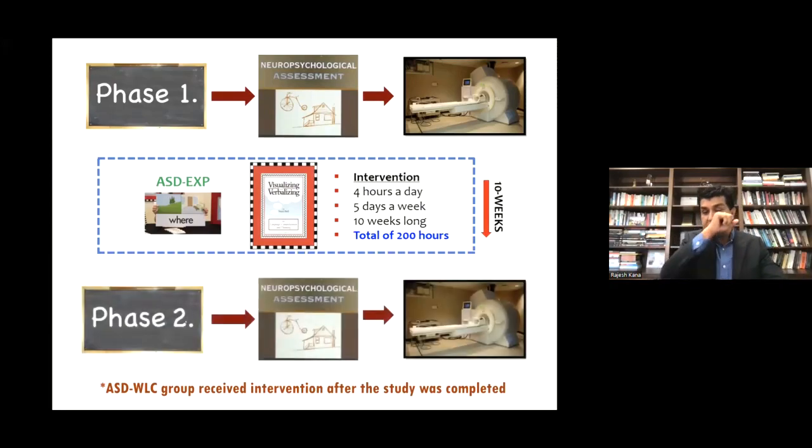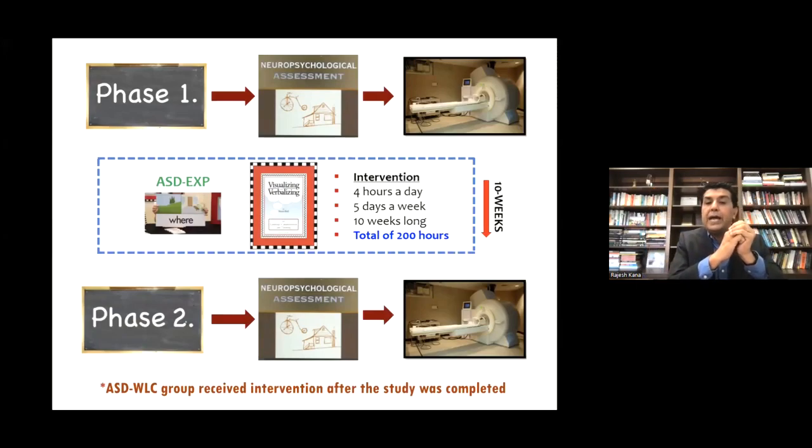After the intervention, after 10 weeks, they come back for the second phase of the study, where we go through another set of neuropsychological assessments and then another round of MRI scanning. Okay, so as I said, again, there are 3 or 4 different groups of participants. We have the autism experimental group, who will come for the testing and scanning. They will take the intervention for 10 weeks, then come back for the second test and scanning.